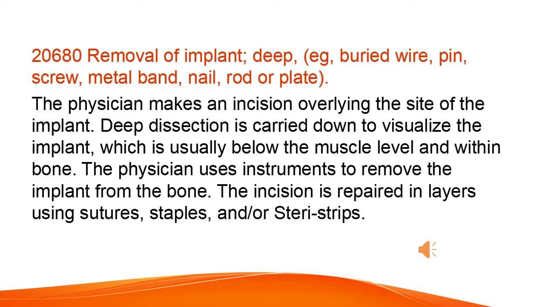Removal of implant, deep, e.g., buried wire, pin, screw, metal band, nail, rod or plate. The physician makes an incision overlying the site of the implant. Deep dissection is carried down to visualize the implant, which is usually below the muscle level and within bone. The physician uses instruments to remove the implant from the bone. The incision is repaired in layers using sutures, staples, and steri strips.